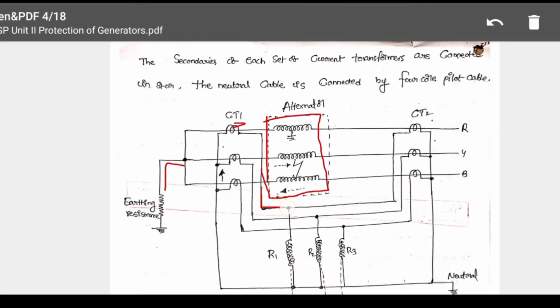The two ends of the current transformers can be connected in star as well as delta. Suppose the alternator is in star connection, then we connect the CTs in star or in delta.